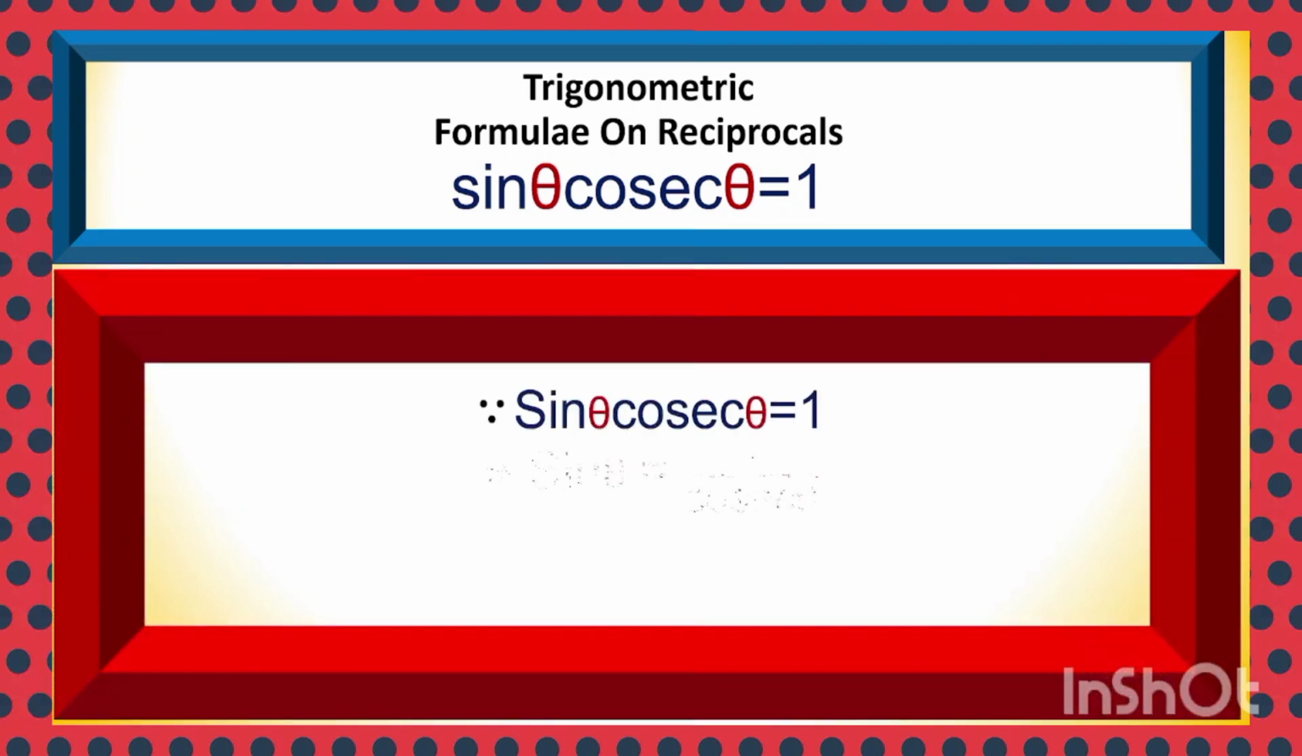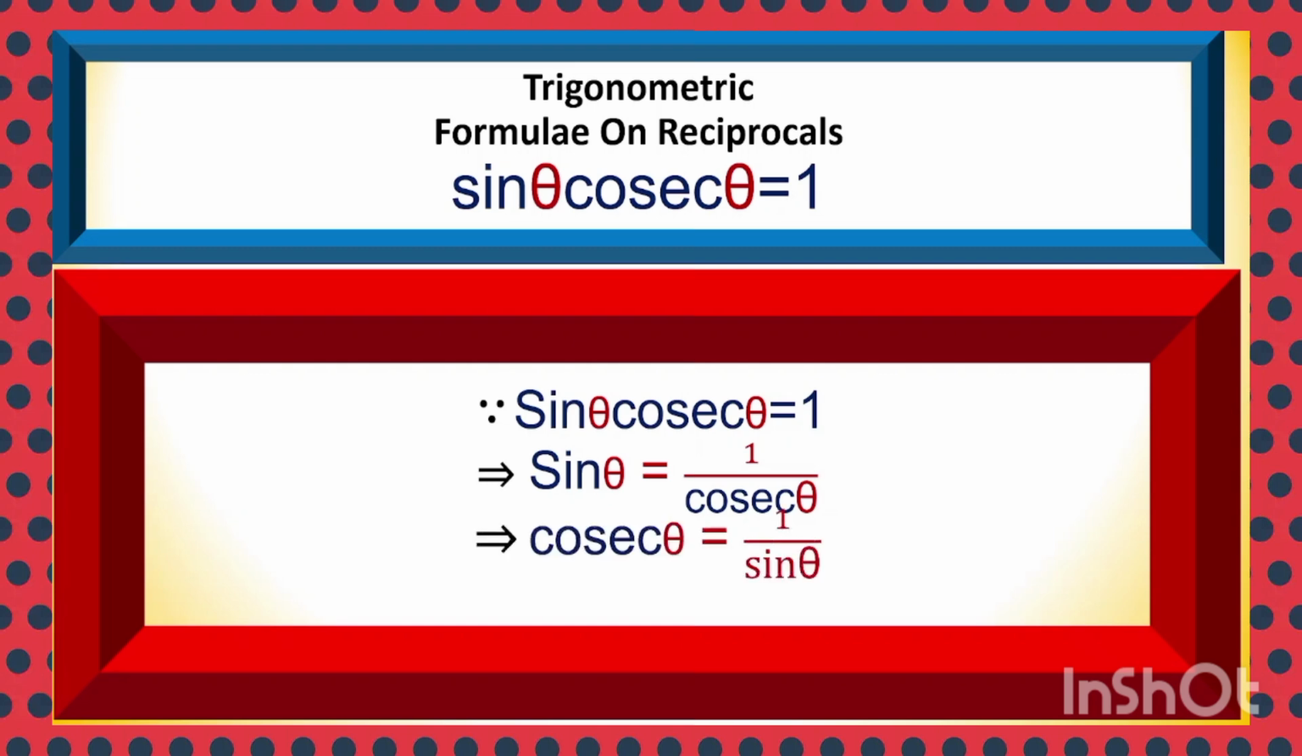Sin theta can be written as 1 upon cosec theta. Sin theta is equal to 1 upon cosec theta. Cosec theta is equal to 1 by sin theta.